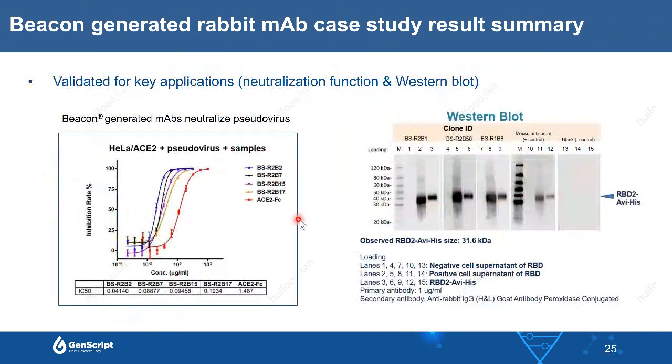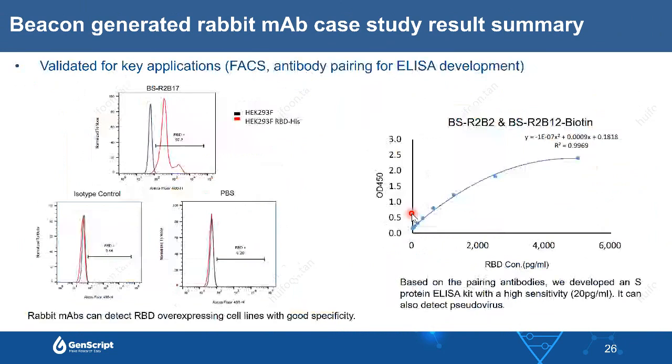Besides, these antibodies for the SARS-CoV RBD protein generated from the Beacon platform are functional. They are validated in the pseudo-neutralizing assay, and they are able to detect the targeted RBD proteins in the Western blot. Antibodies towards the RBD hits were also validated using FACS. Rabbit monoclonal antibody can detect the RBD overexpressing cell line with good specificity.